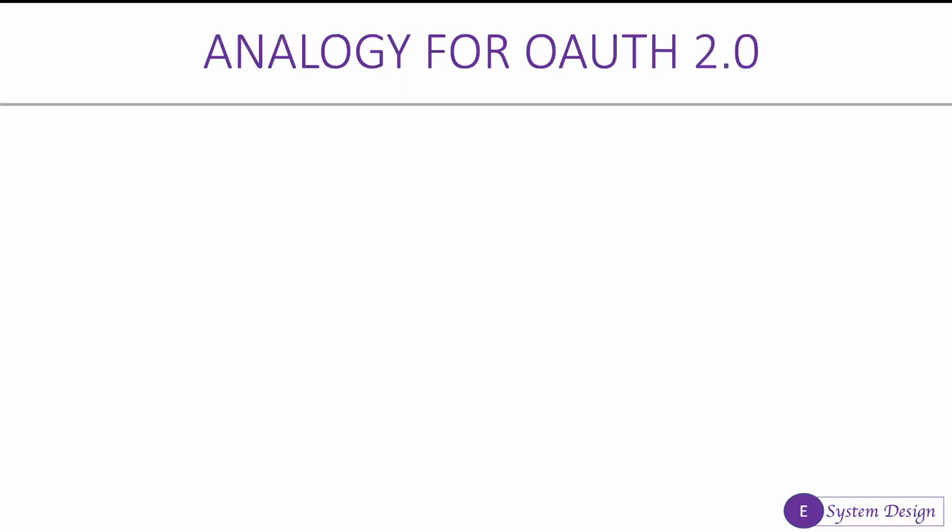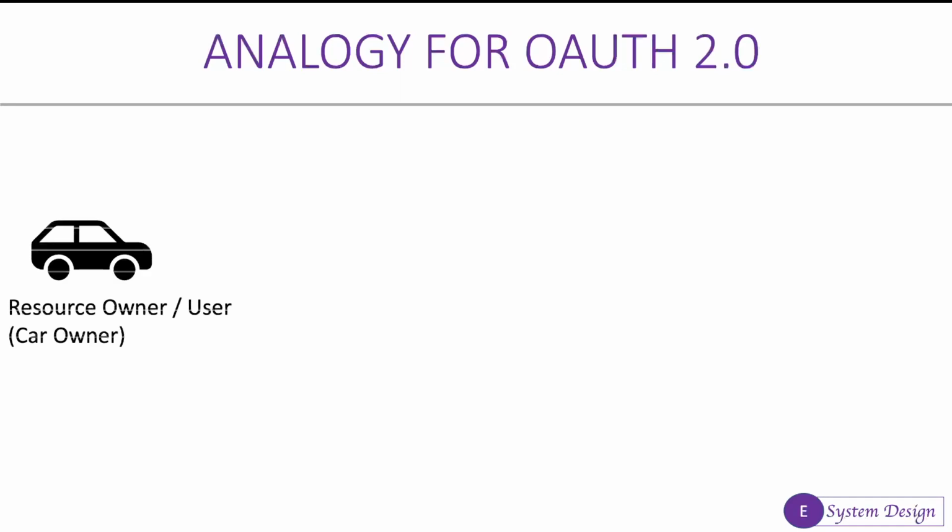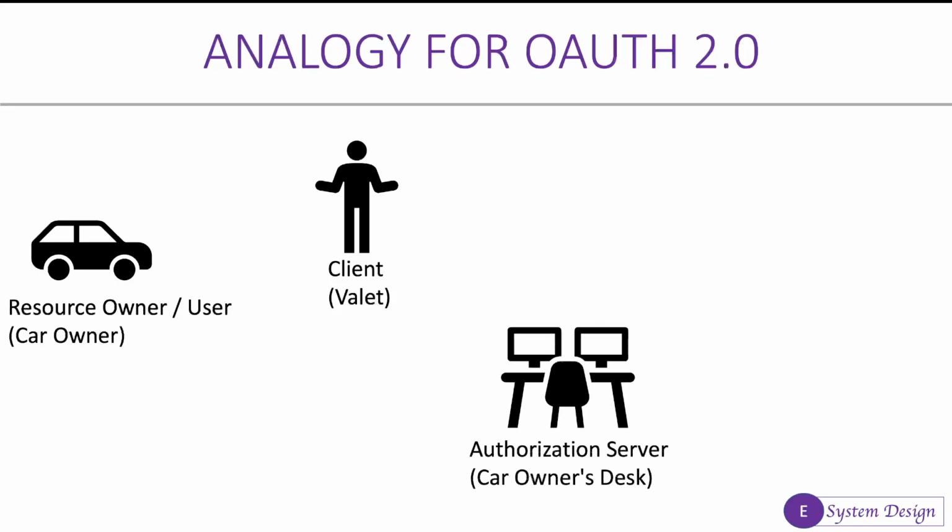The valet key has limited functionality and can only be used to park and retrieve the car from a designated parking area. In this analogy, you as the car owner are the resource owner, or user. You own the car and its access rights. Now we have a client, which we can call the valet. The valet is the client representing the application or service that wants access to your car, which is again a resource. Now we have an authorization server, which we can also call the car owner's desk.